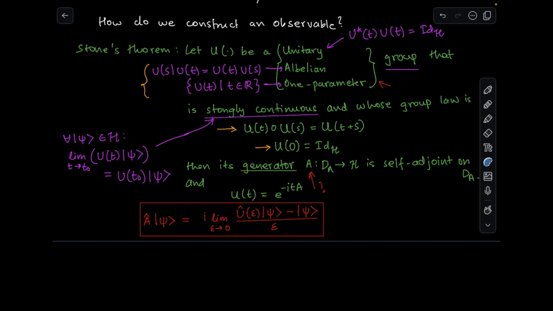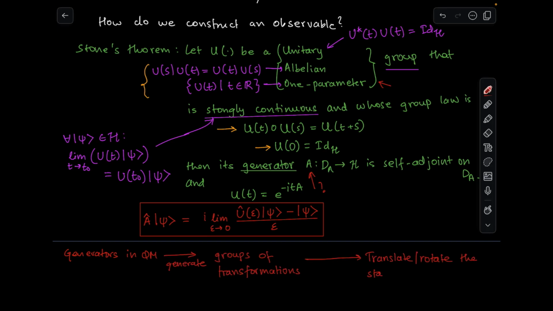Note that we've picked a very specific example here of a group that is unitary, abelian and one parameter, but this may not be true in general. For the scope of this video, we can say that generators in quantum mechanics generate groups of transformations that translate or rotate the state in Hilbert space. Here, we can think of groups as what creates flow in the Hilbert space using the set of its transformations.